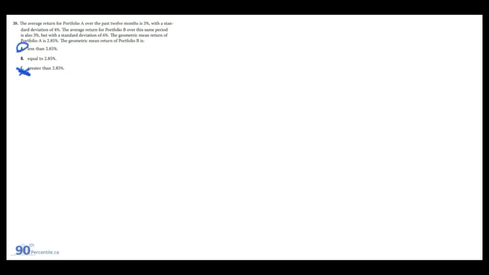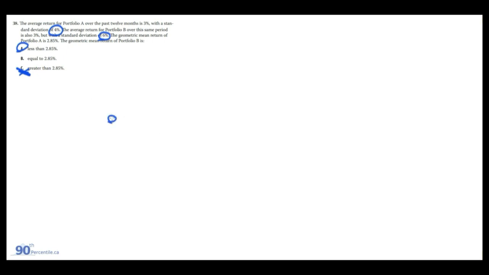We said earlier the geometric mean is always less than or equal to the arithmetic mean, so it can't be greater than. It could be equal to, but here we have the variance is greater in portfolio B than in portfolio A because it's 6% versus the 4%, which causes a greater difference in the mean return calculations. The greater the variance, the greater the difference between the geometric mean and the arithmetic mean.